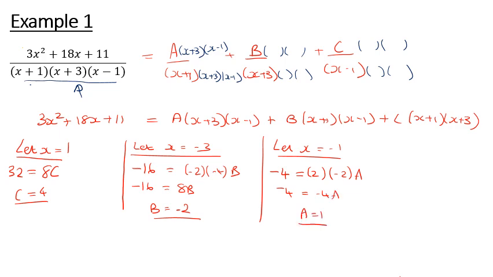So I'm ready to write my final answer. A is 1, so that's 1 over x plus 1. B was minus 2, so that's minus 2 over x plus 3, and C was 4, so that's 4 over x minus 1, and this is my final answer.